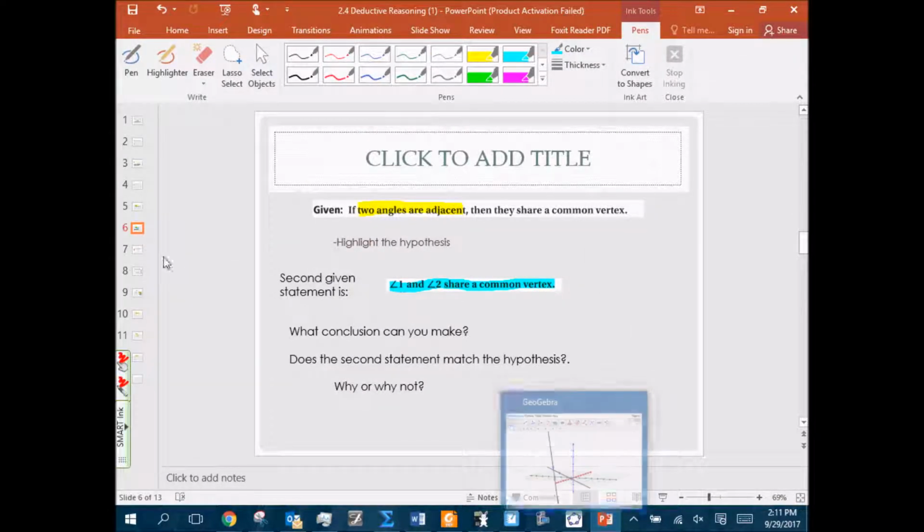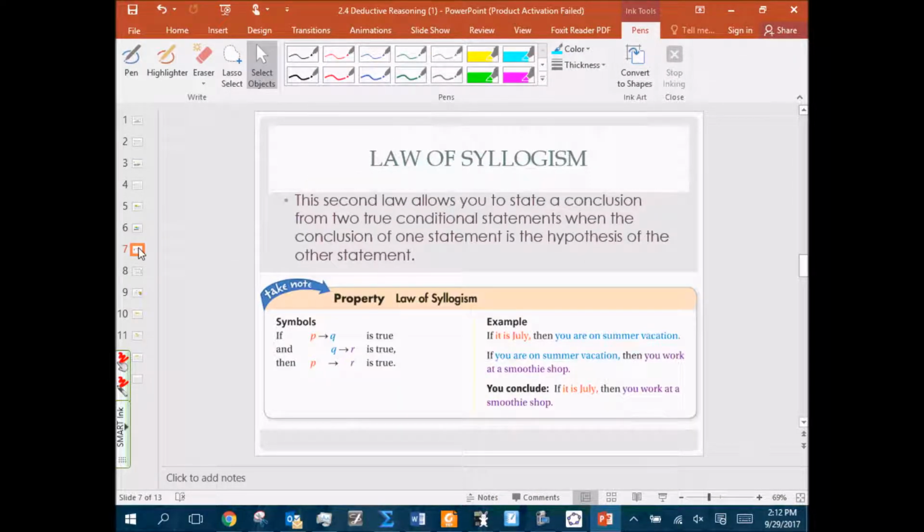So that's the law of detachment. There's another law. It's called the law of syllogism. And before we even get into what it says, look at this example down here. It says, if it is July, then you are on summer vacation. If you're on summer vacation, then you work at a smoothie shop. If I piggyback those two statements, one after another.